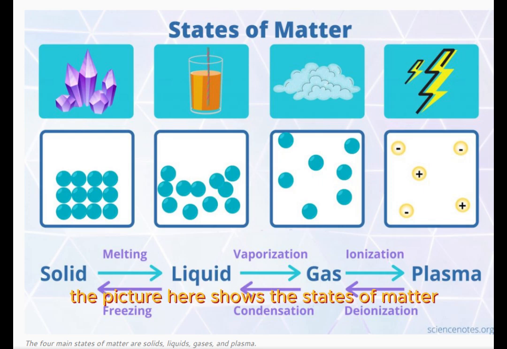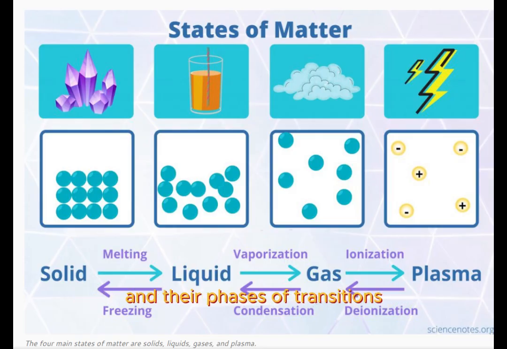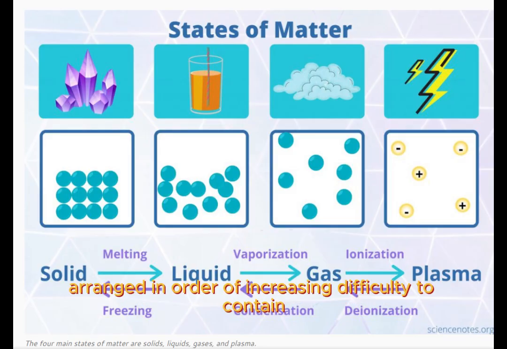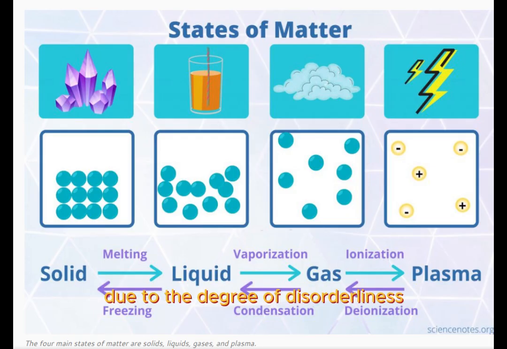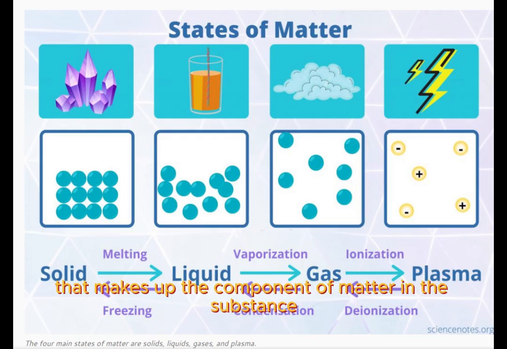The picture here shows the states of matter and their phase transitions. Interestingly, the states of matter are solid, liquid, gas, and plasma. This shows 4 states of matter arranged in order of increasing difficulty to contain, due to the degree of disorderliness that makes up the components of matter in the substance.